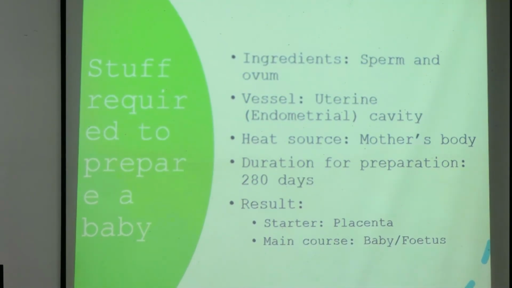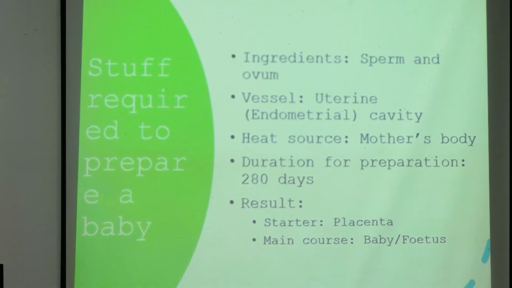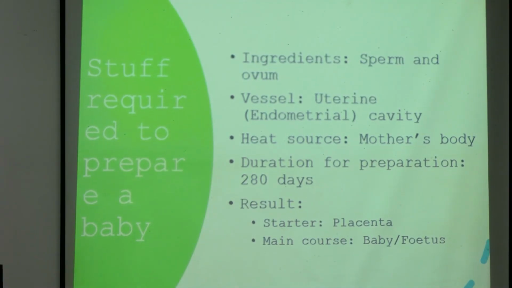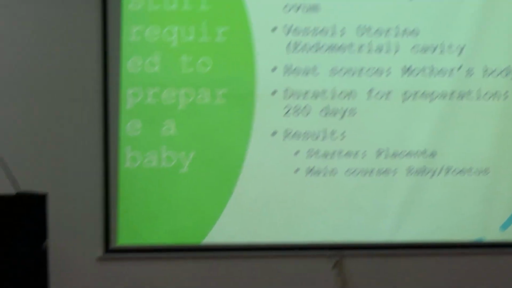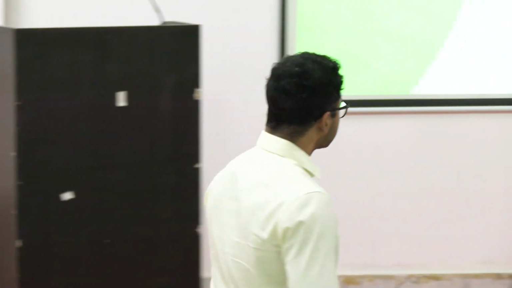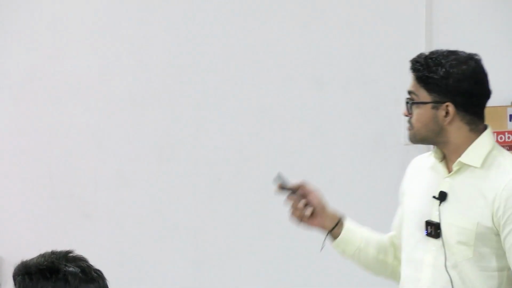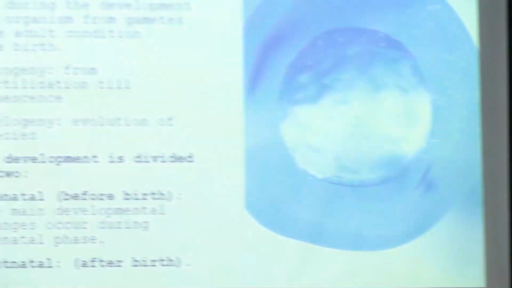We need a sperm, we need an ovum, and we need a vessel. If you have cooked, you know you need a vessel, and that vessel is the uterine or endometrial cavity. To cook anything you require a heat source, and our source is the mother's body, and the time we take to prepare that dish, or the baby, is 280 days. And what do we get after 280 days? Placenta, which we are not going to use, and a baby, which we are going to raise. So this is what we'll get.